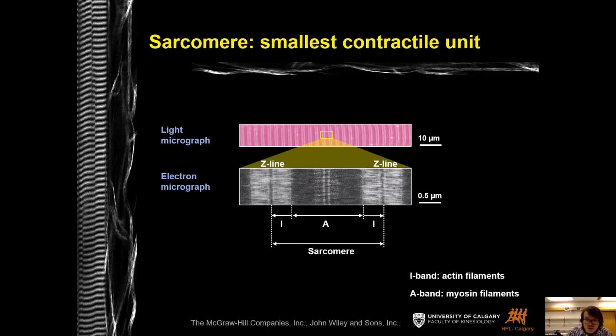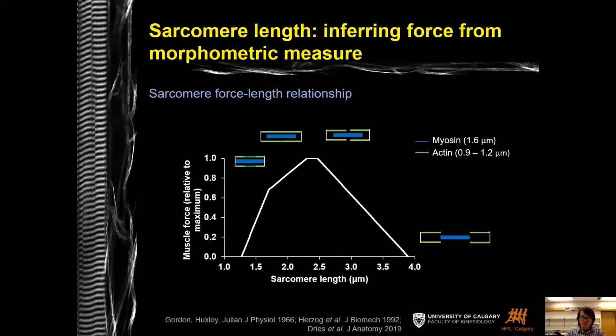Now we have some basic understanding of the muscle structure. How do we relate the structure to the function? And by function, I mean muscle force. The structure-function relationship of skeletal muscle was established from the sliding filament theory of Gordon, Huxley, and Julian in the 60s, in which active muscle force was predicted based on sarcomere length. This is a classical sarcomere force-length relationship of a skeletal muscle derived from the sliding filament theory, with the y-axis being the muscle force and the x-axis being the sarcomere length.